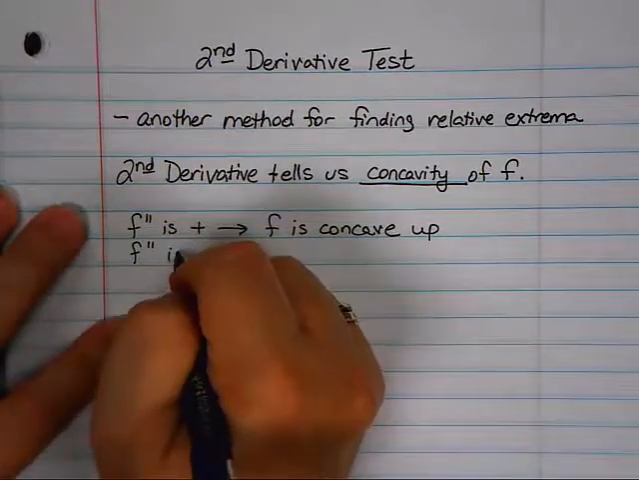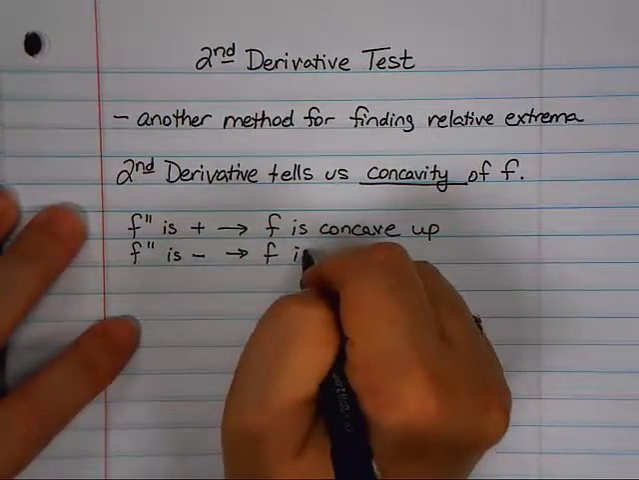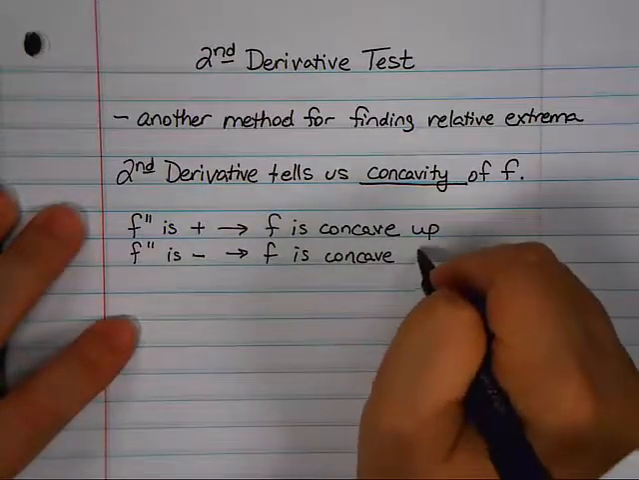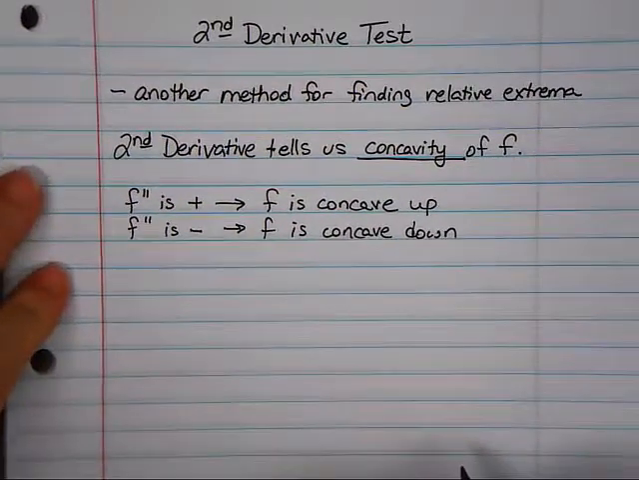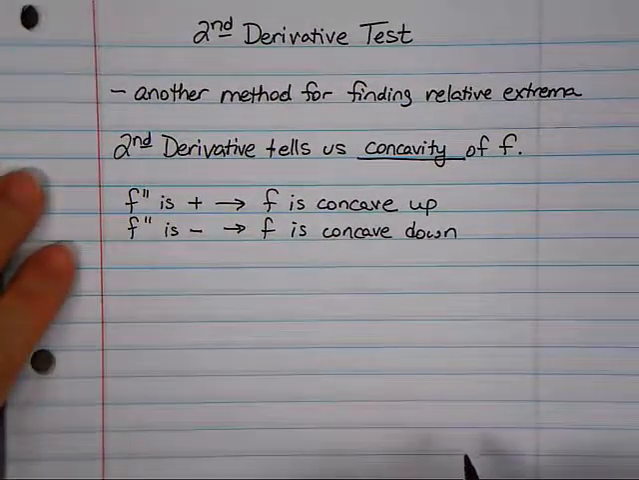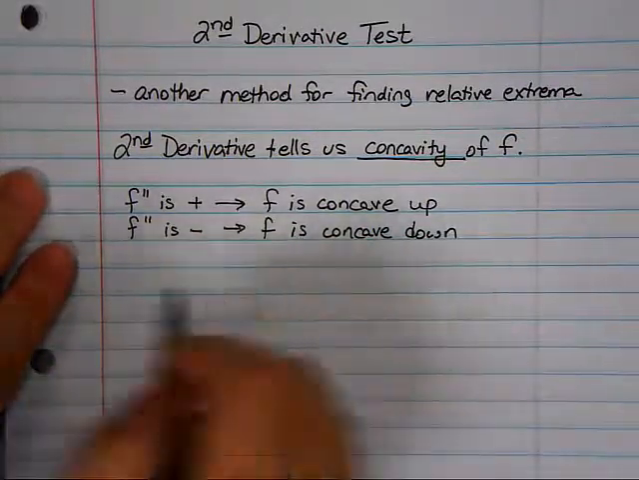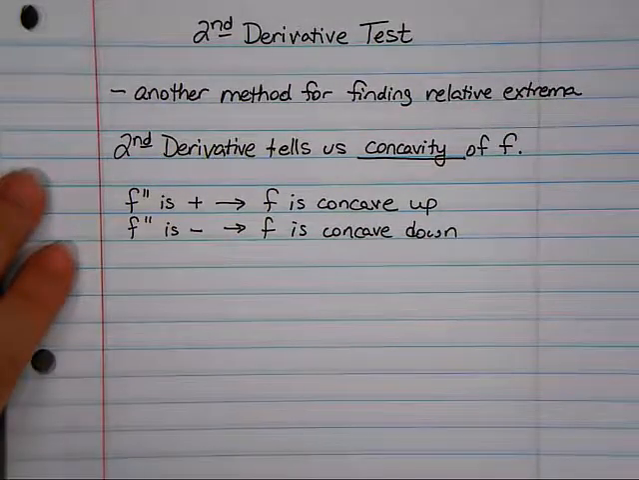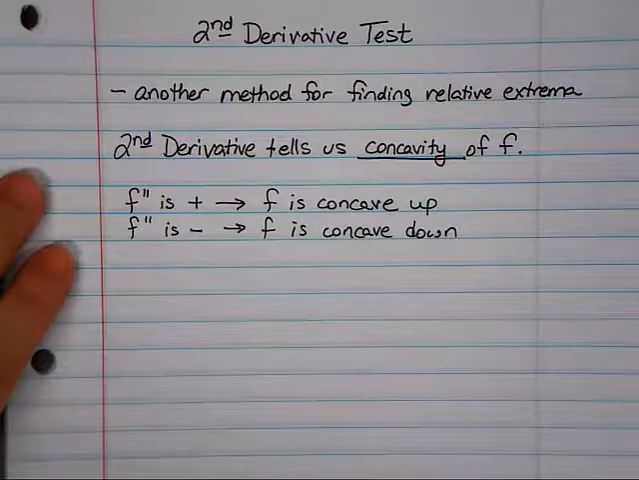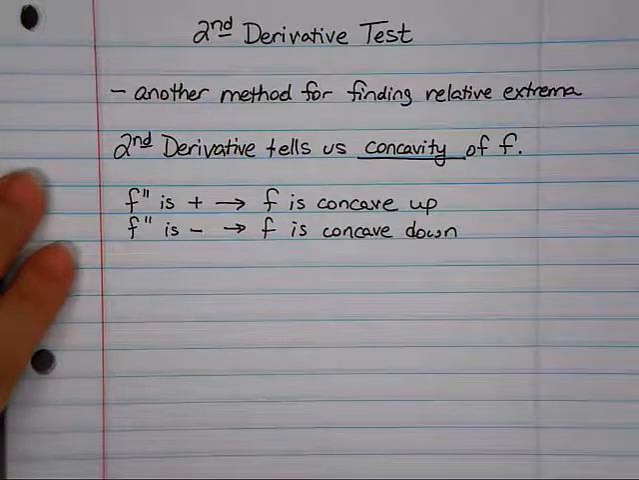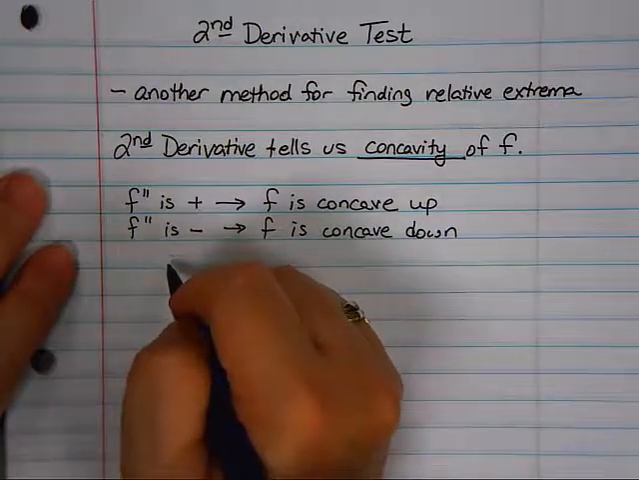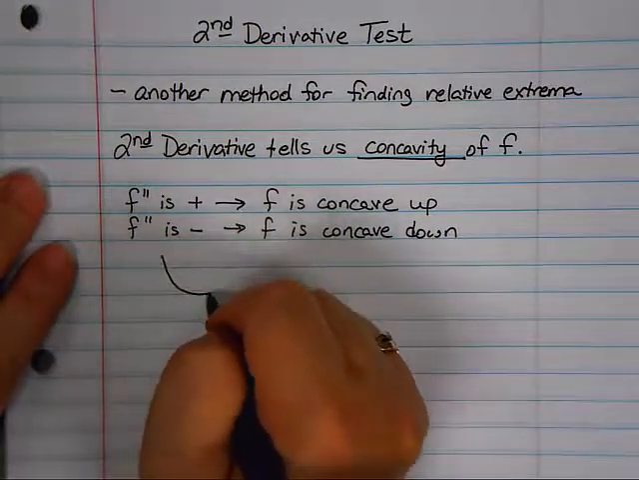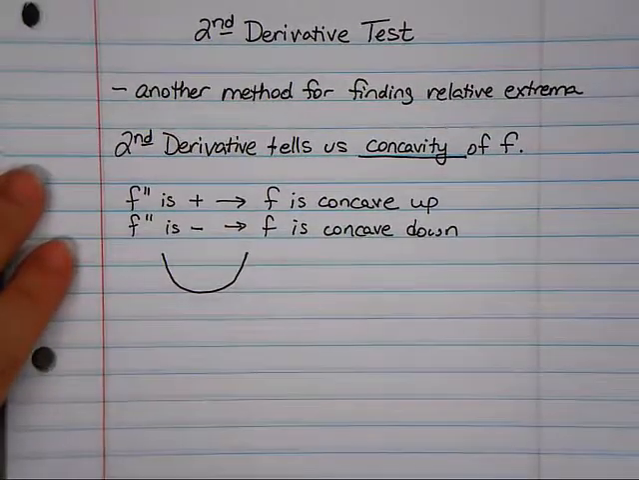F double prime is negative. That means that f is concave down. Okay? So, we're going to do a little bit of an exploration here, a guided exploration. I would like you to draw what a concave up piece of graph looks like. Just draw it. What does concave up look like? And then glance at your neighbors and see if you get the same answer. Okay. Concave up is like a what? A cup. So concave up looks like that. Agreed? Okay.